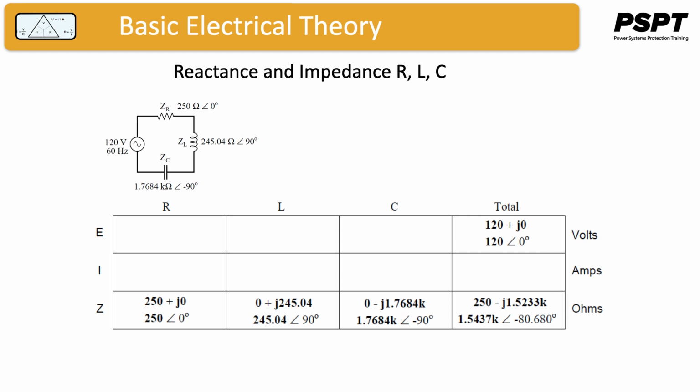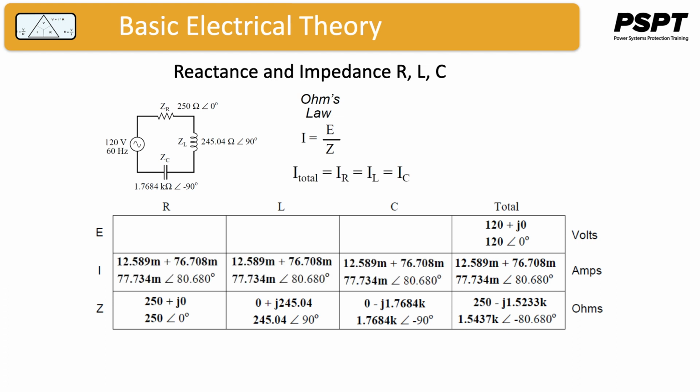We can now apply Ohm's law. I is equal to E over Z in the total column to find the total current in this series circuit. Now the m designates milliamps since the impedance was in k ohms. Now, being a series circuit, current must be equal through all components. Thus, we can take the figure obtained for the total current and distribute it to each of the other columns.